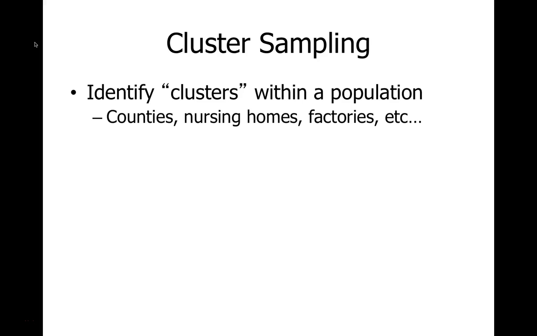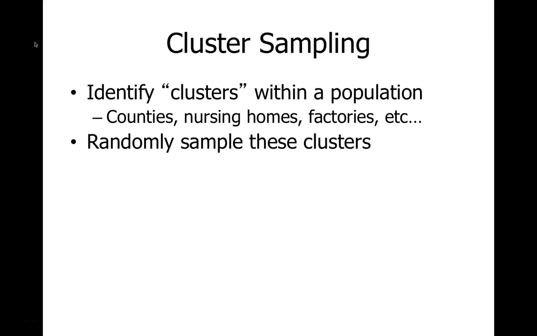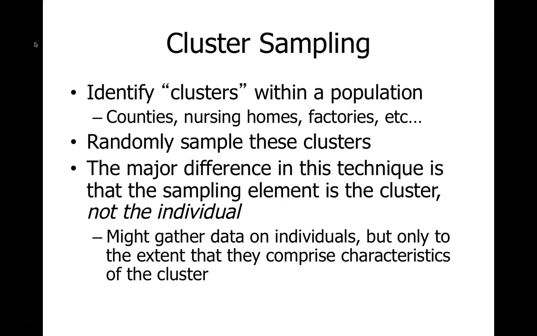In cluster sampling, somewhat similar, but we're actually looking at clusters of people instead of individuals. So we may identify clusters within a population, counties, school districts, nursing homes, whatever, and then randomly sample the clusters themselves. So the sampling element again here is the cluster and not the individual. And again, as I mentioned before, we may gather data on the individuals, but only to the extent that they comprise characteristics of the cluster.